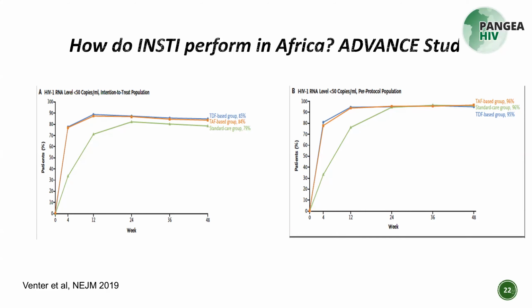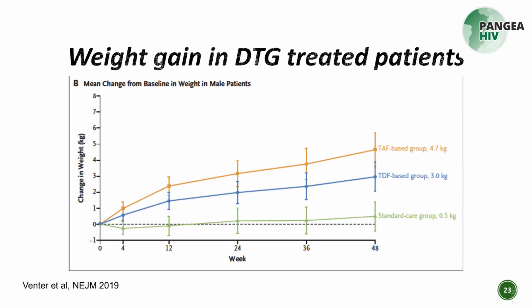efavirenz-based therapy, achieved an 80% suppression rate in intention to treat analysis, whereas the dolutegravir-based regimens, there were 2 of them using either TDF or TAF in the backbone, had somewhat slightly better outcomes. But if you looked at the people who were actually retained in care and taking their medication, there was no difference in efficacy, as you can see on the right-hand side. So we think that this is most likely due to patients with efavirenz side effects dropping out of the study, or not staying in the study.